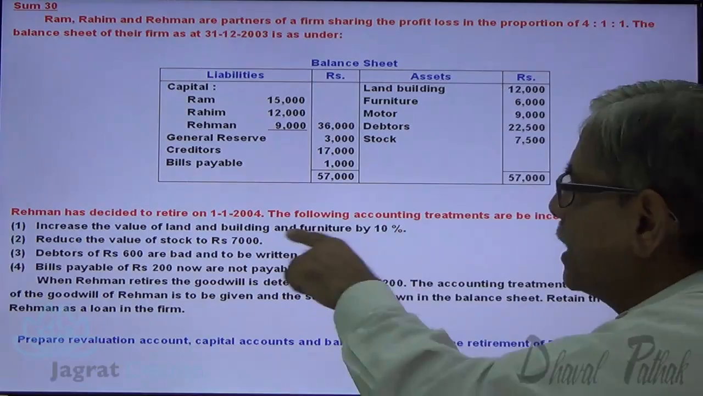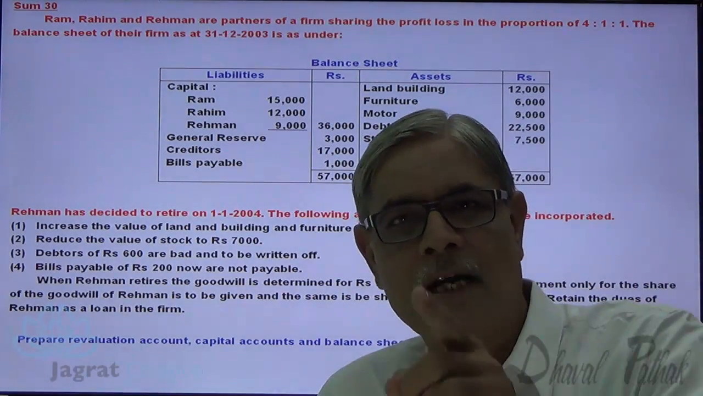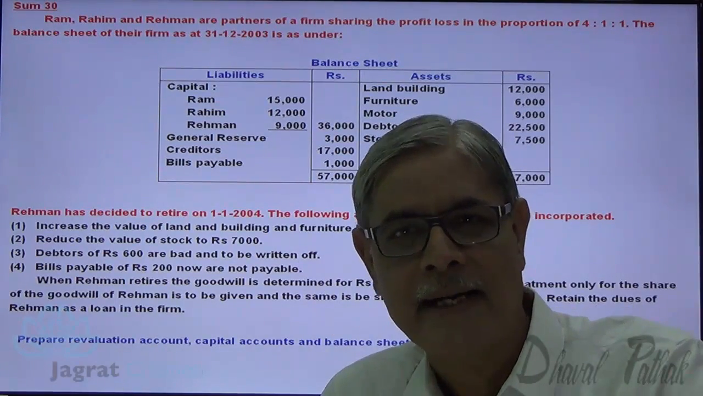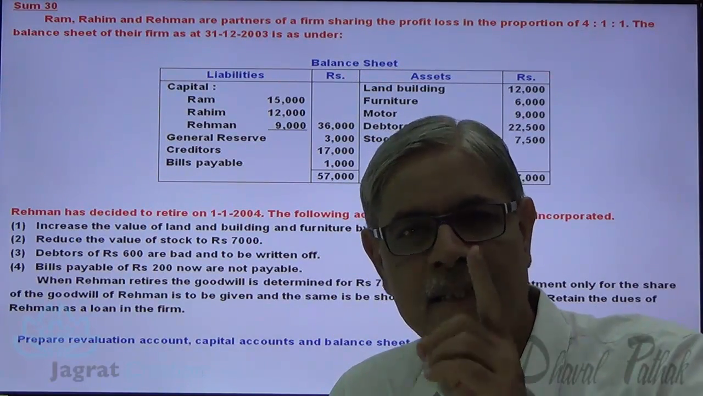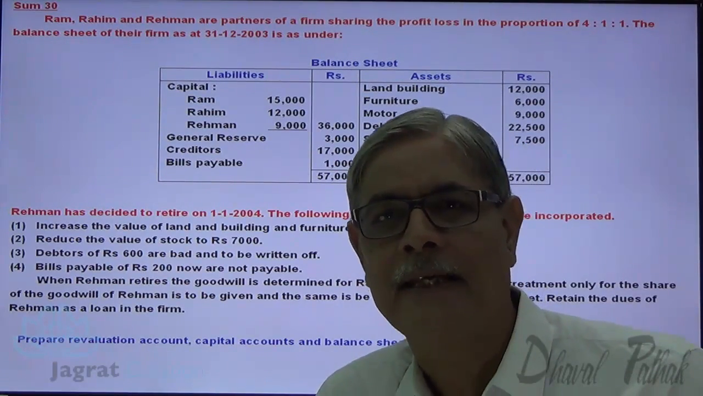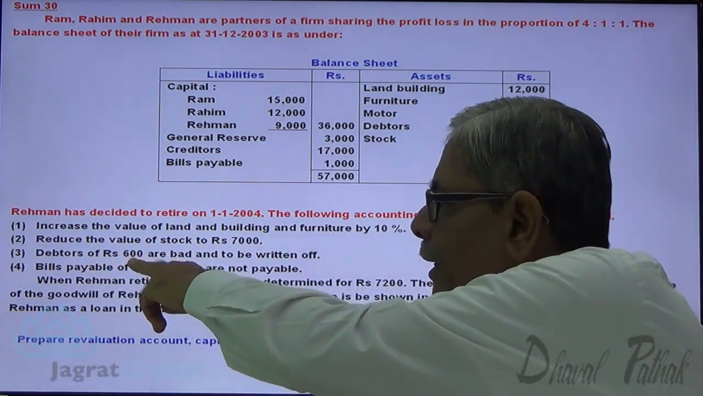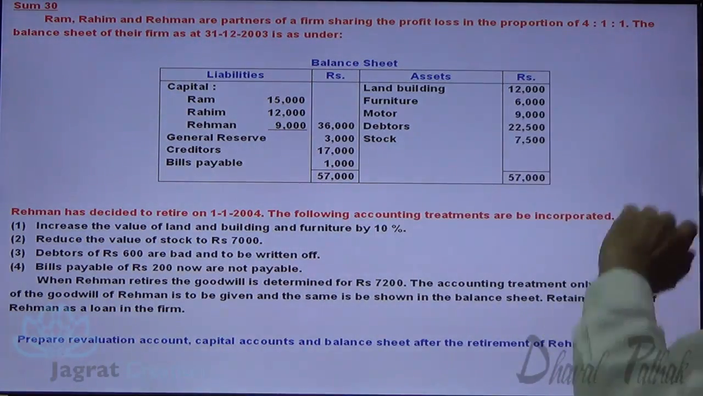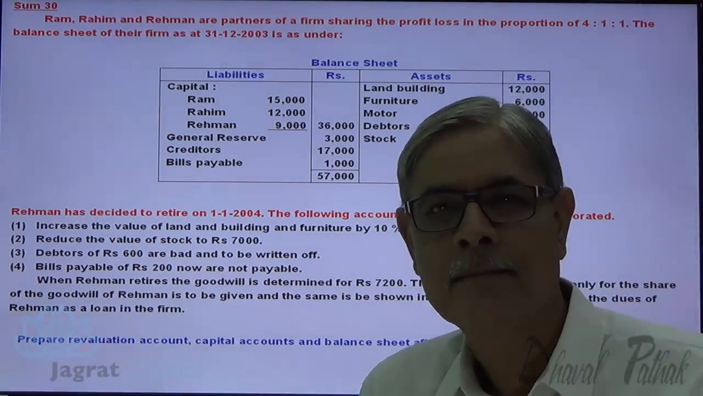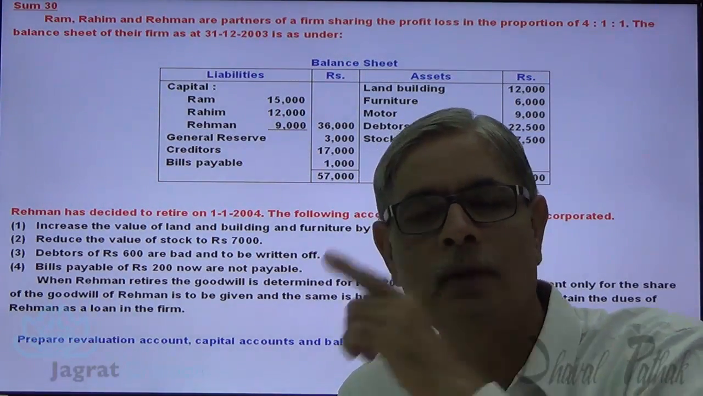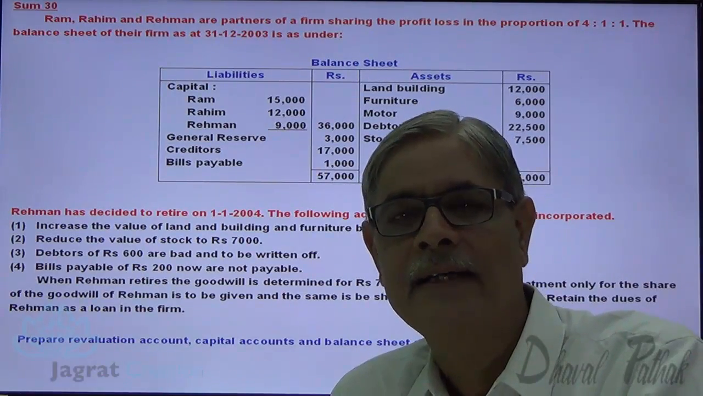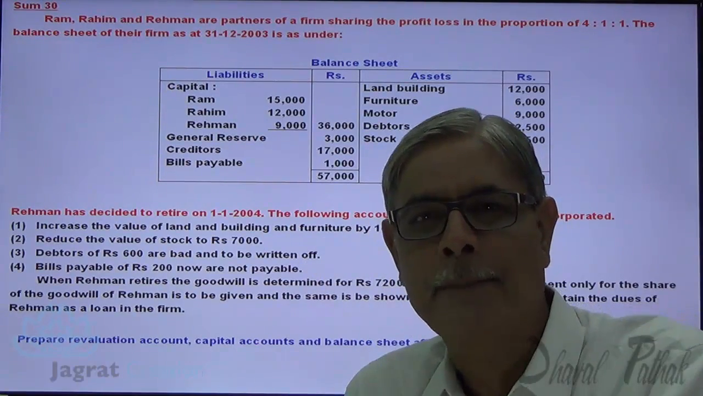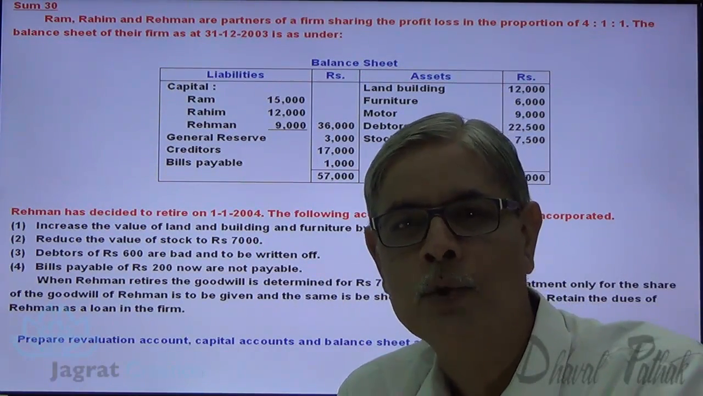Same way, furniture 6,000, 10% increase. 6,000 into 10%, 600 is increase. So furniture will appear in the balance sheet at 6,600 and 600 is credited to revaluation account being gain. Later, reduce the value of stock to rupees 7,000. So stock is 7,500. Reduction is 500, so new value is 7,000. So 500 decline in the value of stock is debited to revaluation account and stock will be reported in the balance sheet at a value of 7,000.